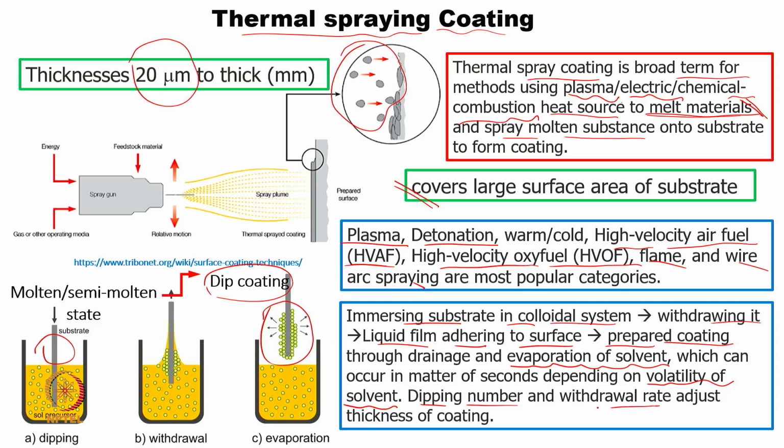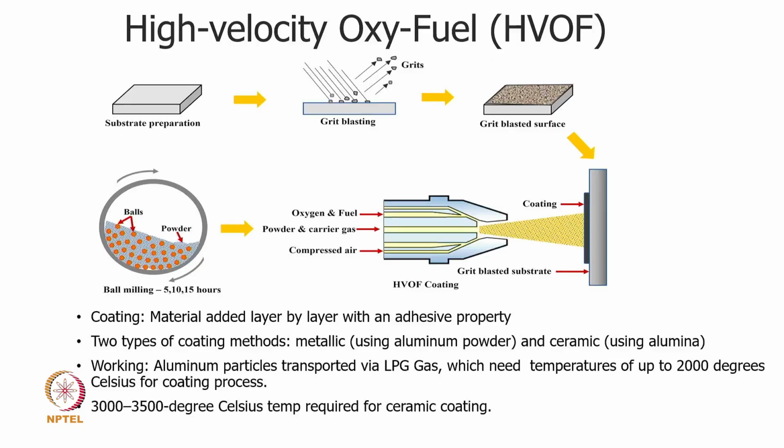So, dipping number and withdrawal rate will adjust the thickness of the coating. The more times we dip, quite possibly the thicker the coating on the surface. This is what we have in a lab, which is a high velocity oxyfuel coating methodology. What we do in this case is also prepare the surface. Even for coating deposition, we require a substrate and we want a rougher surface. A rougher surface will cause more adherence of the coating.